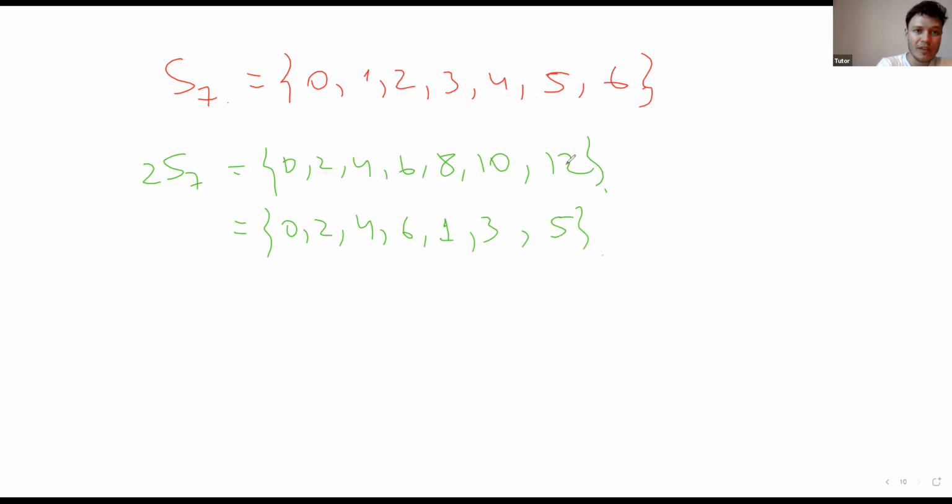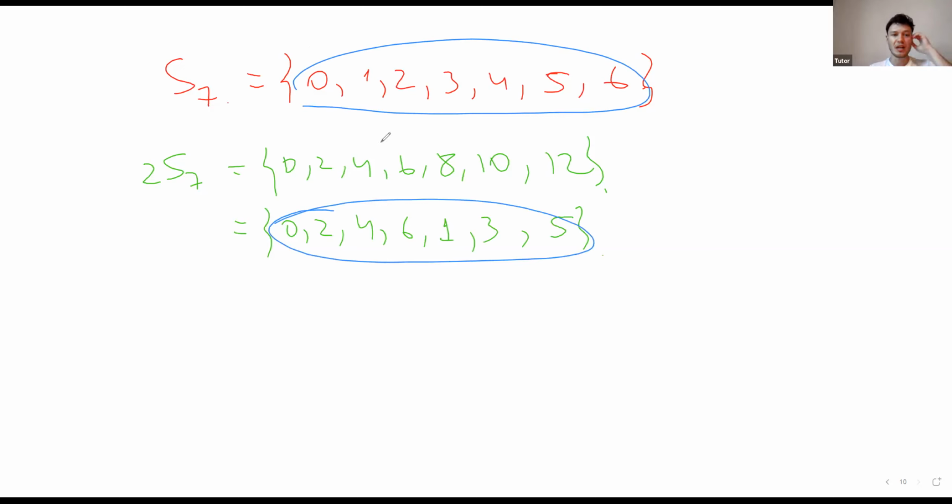If you look at all of these remainders in here and all of these remainders in here, what do you see? They're the same remainders. These are all the remainders 0 through 6, and these are also all the remainders 0 through 6, but shuffled. You have 0, 1, 2, 3, 4, 5, 6. So you got back all the same remainders. Let's look at another example.